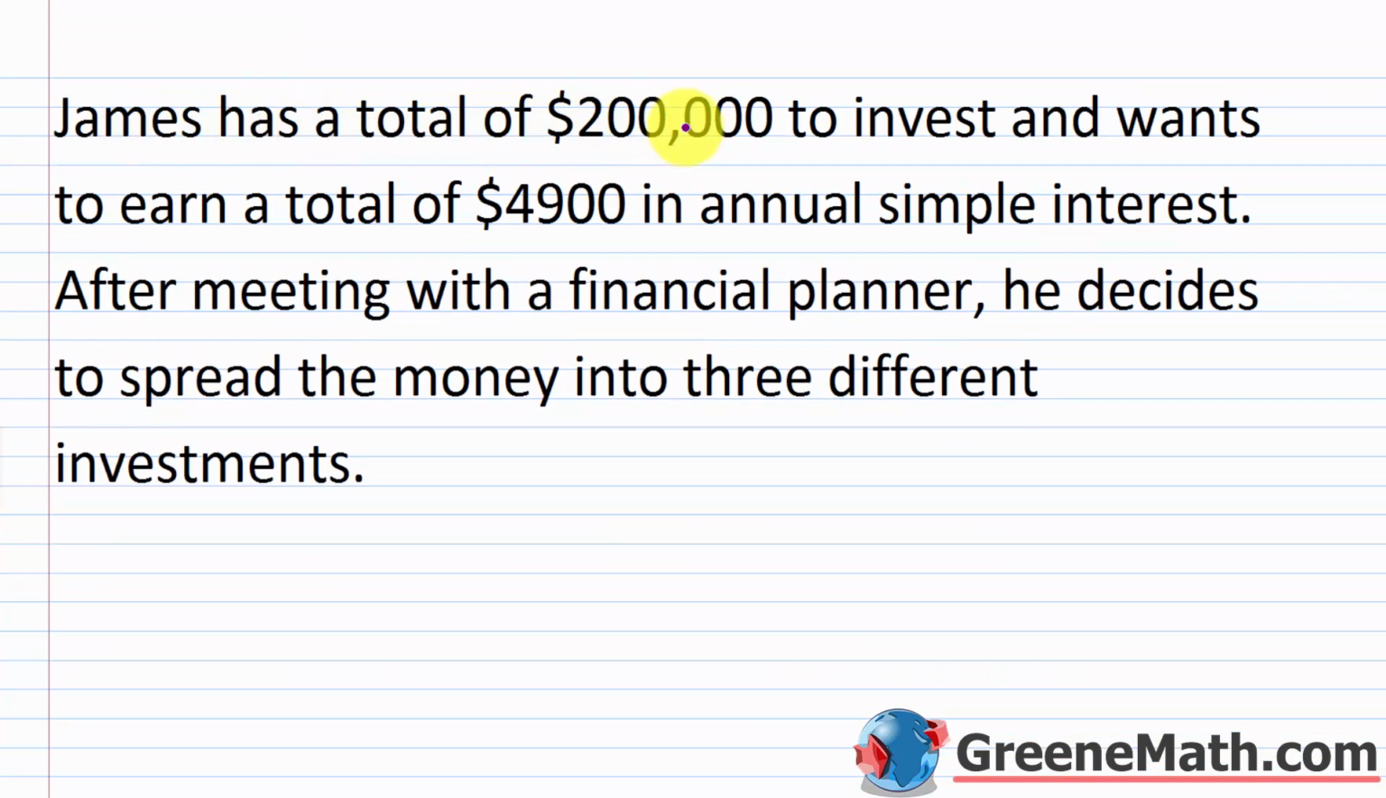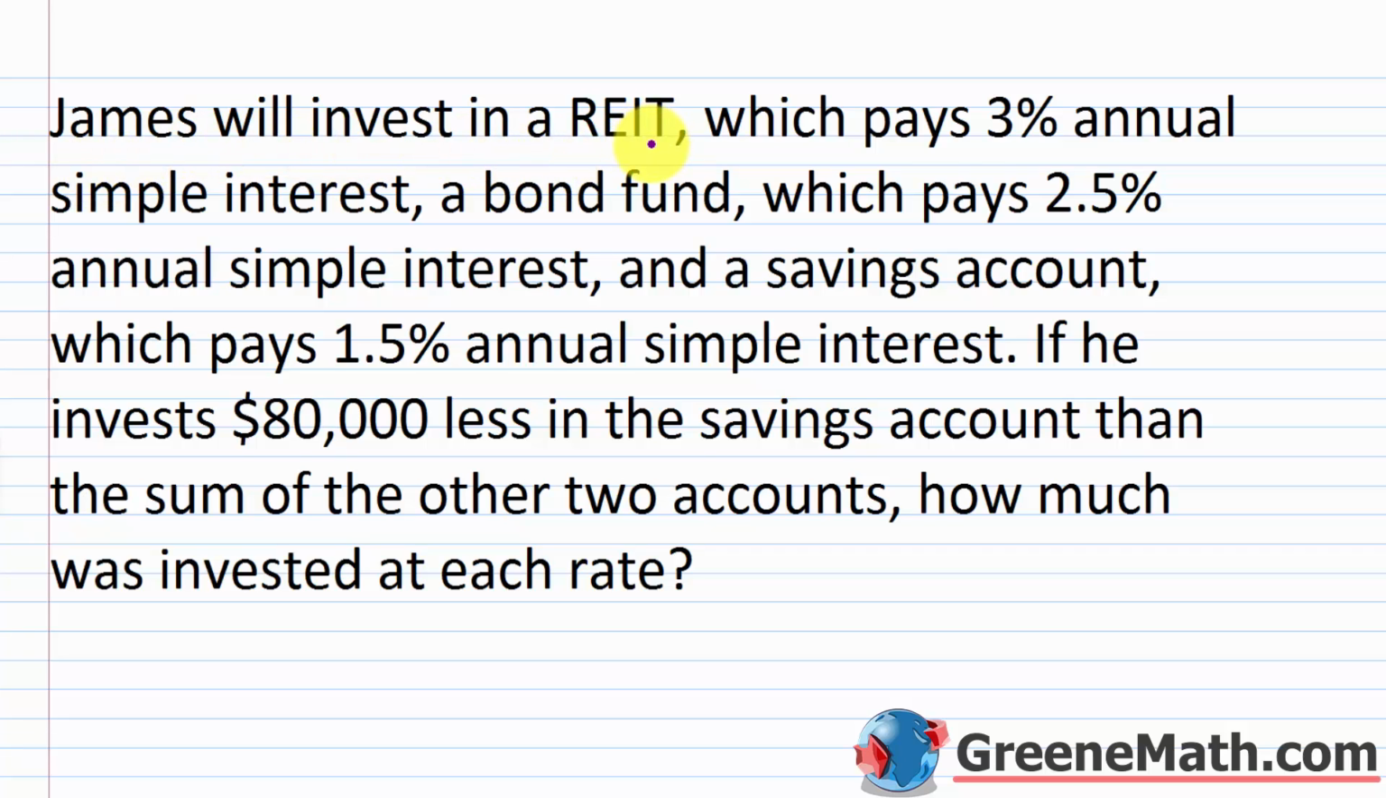All right, let's look at a simple interest problem. James has a total of $200,000 to invest and wants to earn a total of $4,900 in annual simple interest. After meeting with a financial planner, he decides to spread the money into 3 different investments. James will invest in a REIT, which is a real estate investment trust, which pays 3% annual simple interest, a bond fund, which pays 2.5% annual simple interest, and a savings account, which pays 1.5% annual simple interest. If he invests $80,000 less in the savings account than the sum of the other 2 accounts, how much was invested at each rate? So pretty easy problem overall.